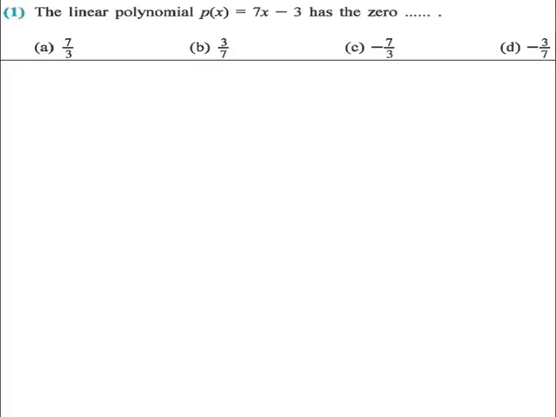First, the linear polynomial p of x is equal to 7x minus 3 has a zero. P of x is equal to 0. Therefore, 7x minus 3 is equal to 0. Therefore, 7x is equal to 3. Therefore, x is equal to 3 upon 7. The answer is 3 upon 7.